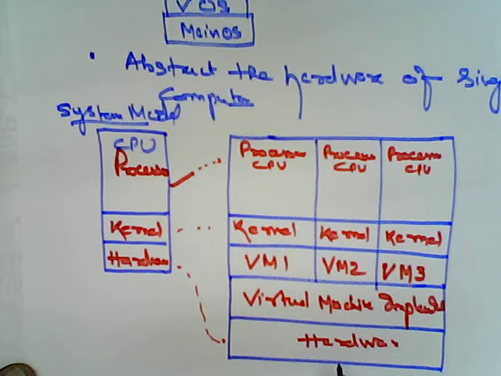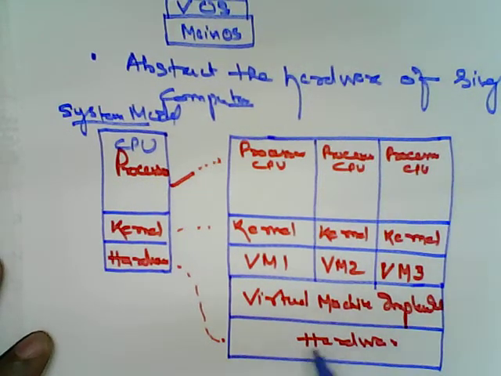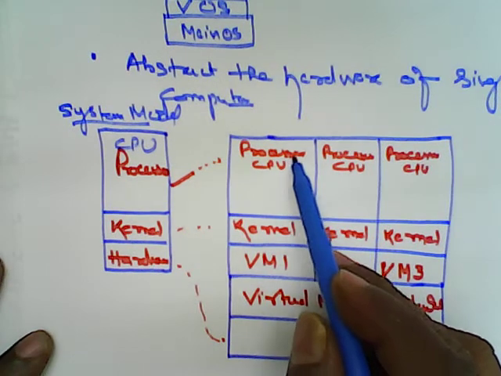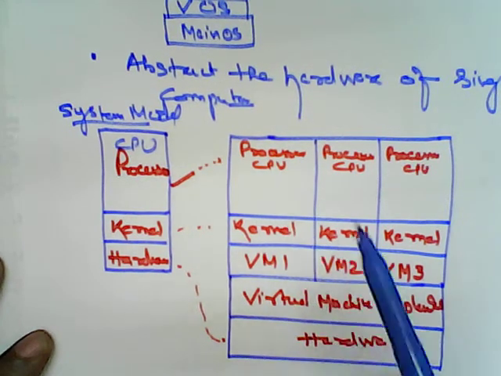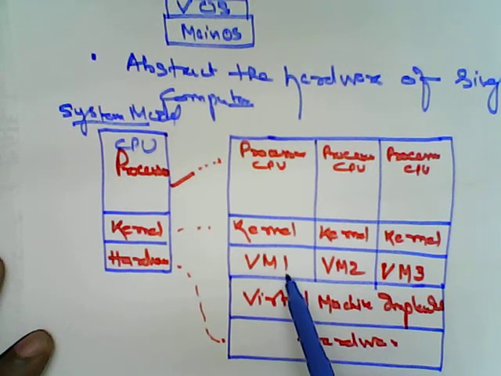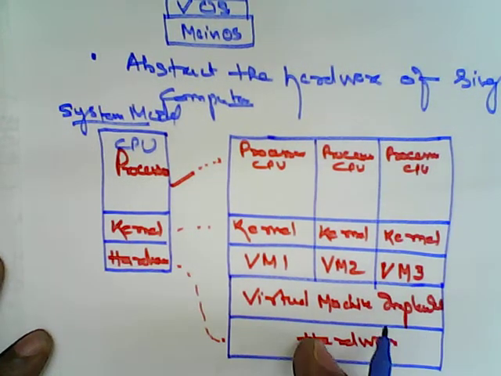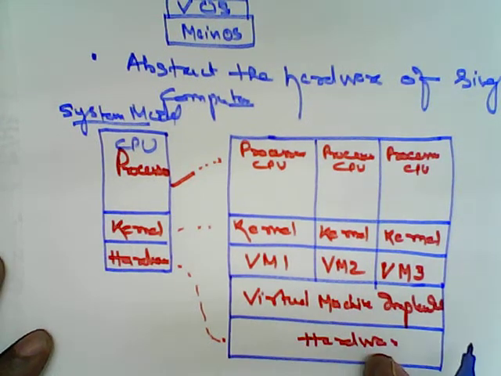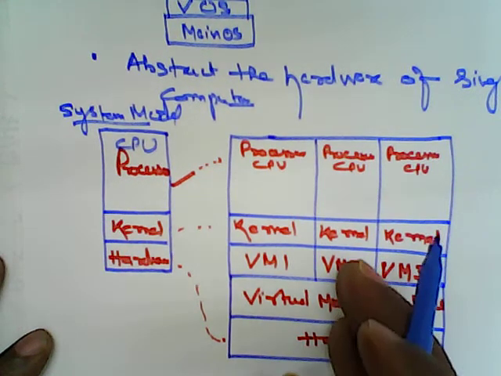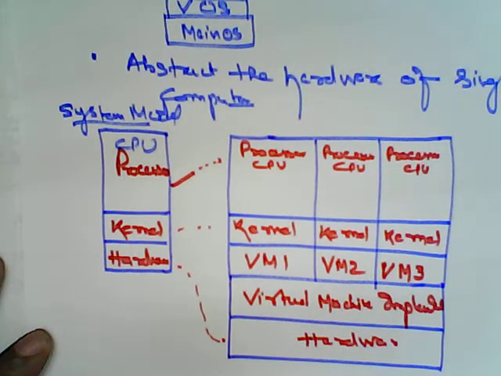But in the case of the virtual machine concept, here you will see that the hardware is there, and whatever processes the CPU is processing, it will have its own separate kernel, and it is taking virtual divisions of the hardware. Just like I have said, a part of the hardware is used for one virtual machine, part of the hardware is used for another virtual machine, and part of it is for a third virtual machine.